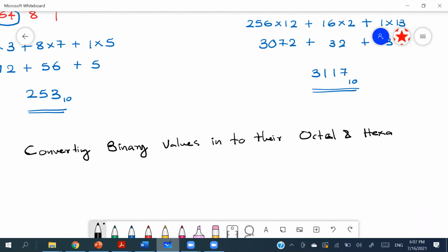Let me just a second. The whiteboard is not responding properly.